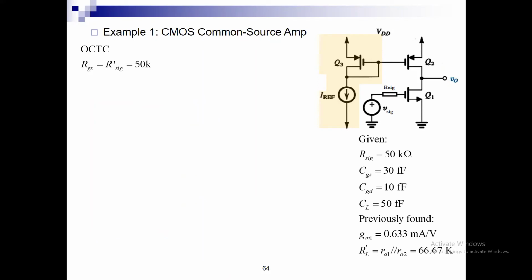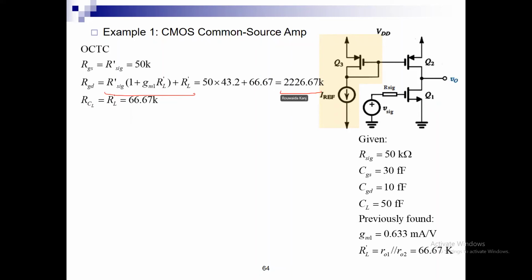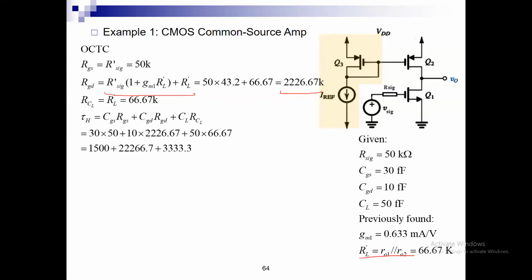R sig prime is the RGS. RGD, he calculates it from GMRL prime and RL prime. This is the same RXY equation. And look how large the resistance comes out to be. RL prime means R01 parallel to R02, we have it. So this is the time constant. And then the 3 dB frequency comes out to be 5.87 megahertz. So this is 5.87 as opposed to 6.89.